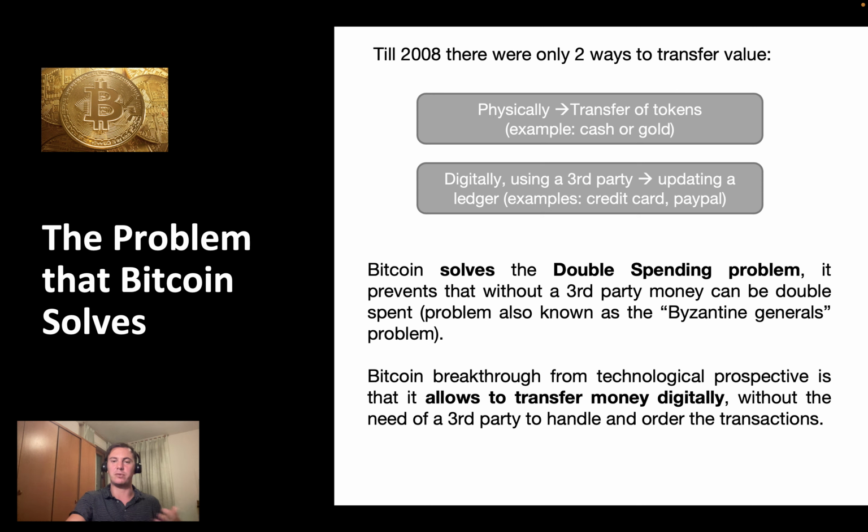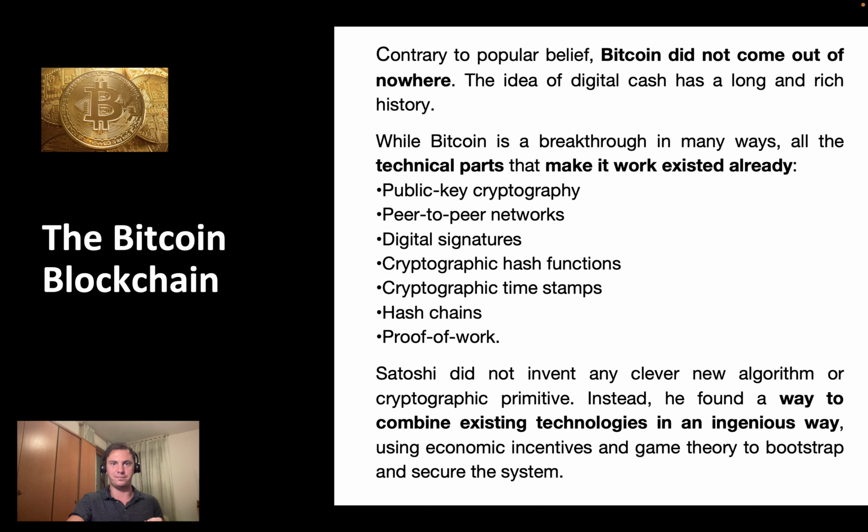It prevents that without a third party, money can be double spent, a problem also known as the Byzantine generals problem. And Bitcoin's breakthrough from a technological perspective is that it allows us to transfer money digitally without the need of a third party to handle and order the transaction. And this is a big technological revolution.